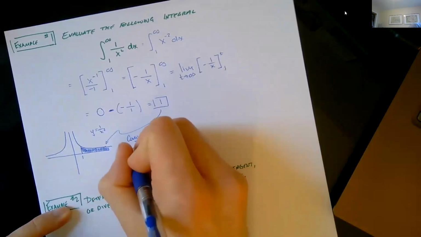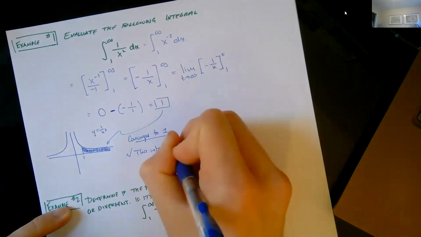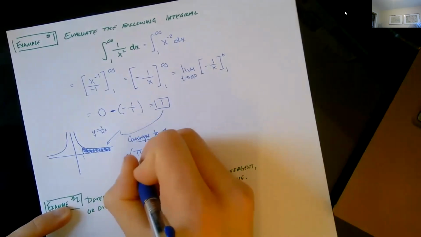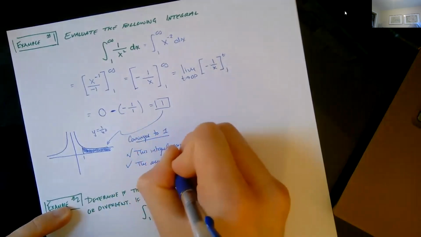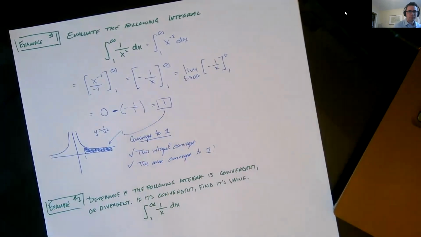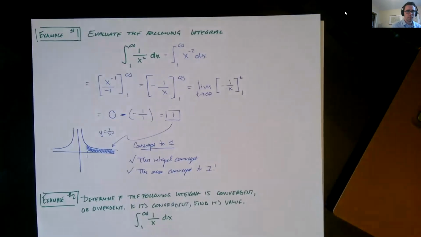So it's a couple things. This integral converges. And second thing, the area converges to 1. Excellent there. I'll leave that there for a moment, nice and neat, so you can catch up. Feel free to pause the video if you need.